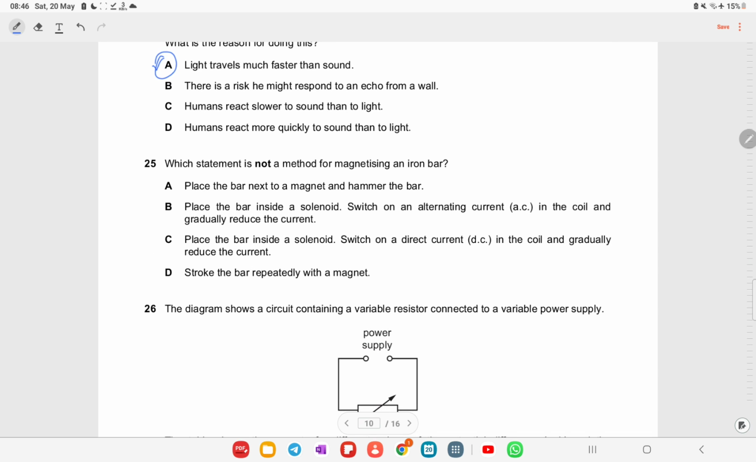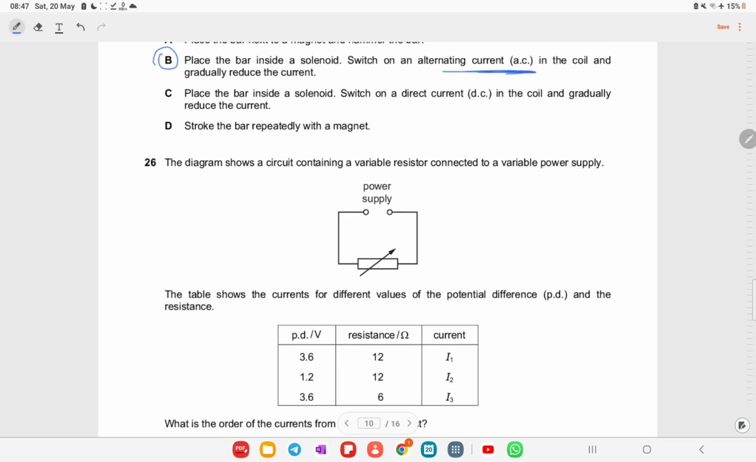Which statement is not a method of magnetizing an iron bar? Place a bar next to a magnet, and you have to see this is not a method, and hammer the bar. So this is demagnetizing. Place the bar inside a solenoid, switch on the alternating current in the coil, and gradually reduce the current. So this is the one, I think. Place the bar inside the solenoid, switch on the DC and reduce the current, stroke the bar repeatedly. So option B is the right answer for which is not a method for magnetizing an iron bar, because AC current is used to demagnetize magnets.